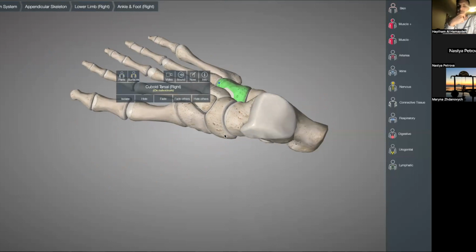The cuneiforms. When you talk about the cuboid, because we mentioned it earlier, I'm just going to say it. Cuboid articulates posteriorly with what? Calcaneus. Anteriorly with what? Metatarsals. The fifth and the fourth metatarsals. That's the new thing. Anteriorly, it articulates with the fourth and fifth metatarsal bones, and posteriorly with the calcaneus.